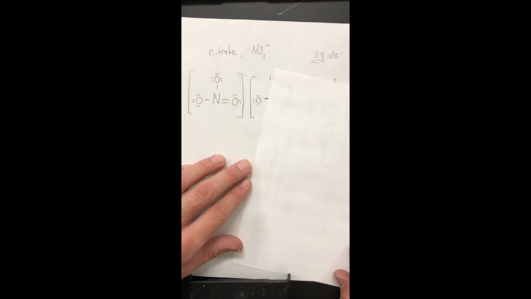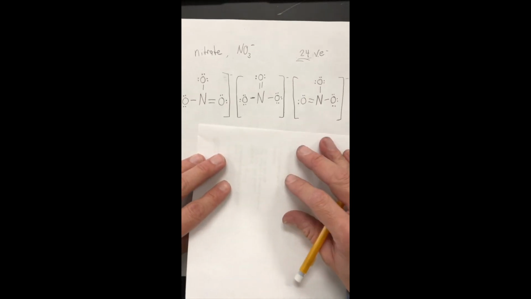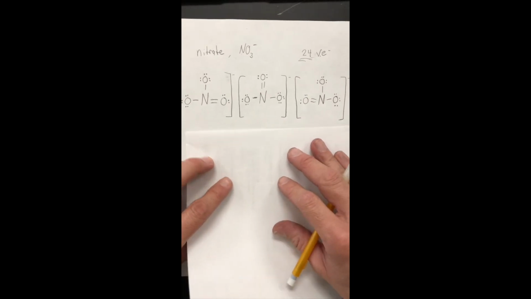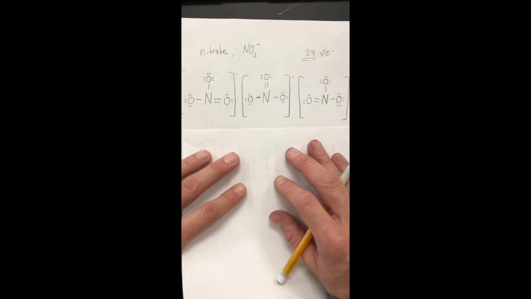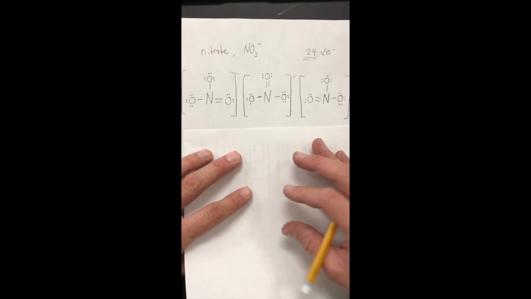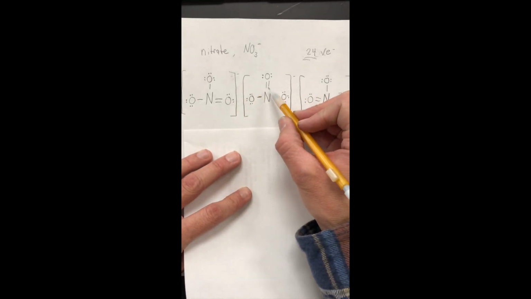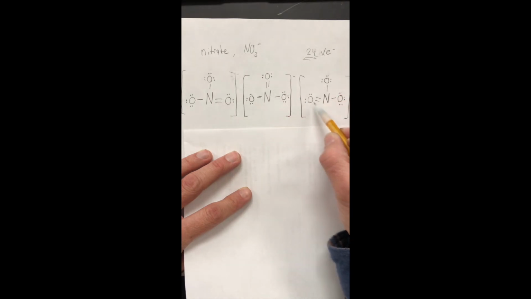Well, I could draw another resonance structure for this as well. As a matter of fact, I could draw 2 more resonance structures. So each of these are equally valid Lewis structures for the nitrate ion. I could draw the double bond on the right, I could draw the double bond up, or I could draw the double bond on the left. And so each of these is equally valid.